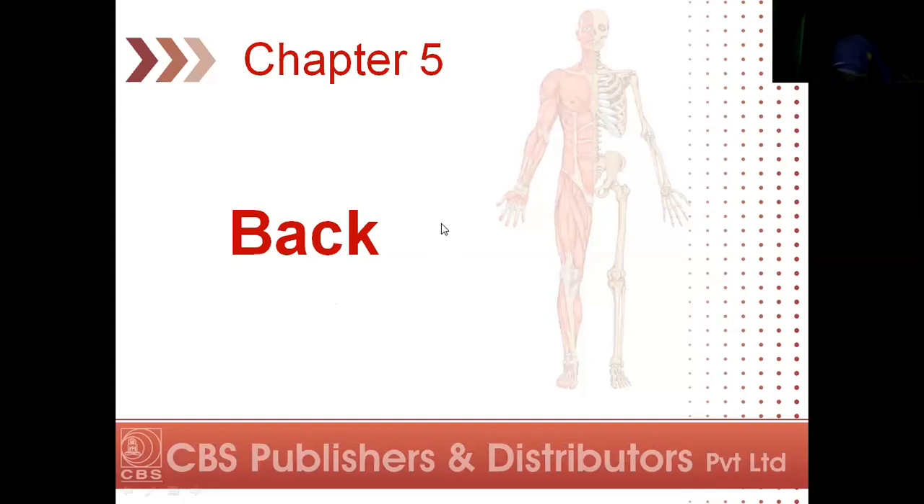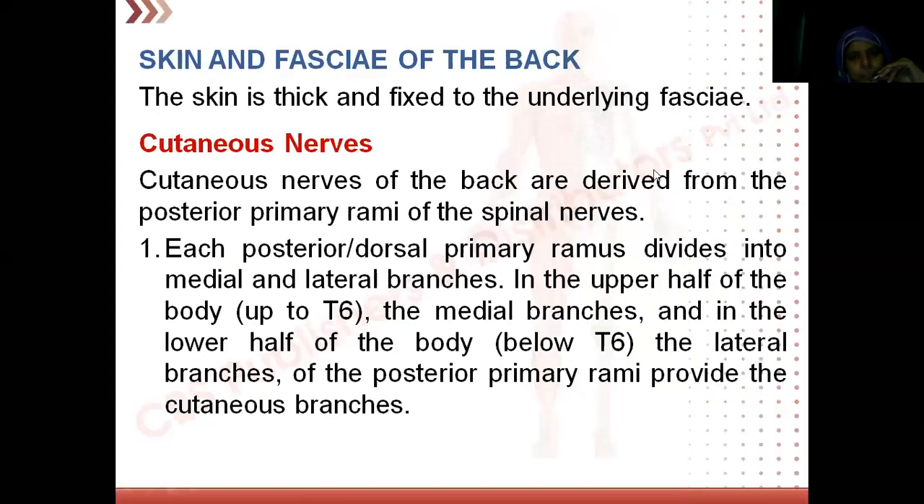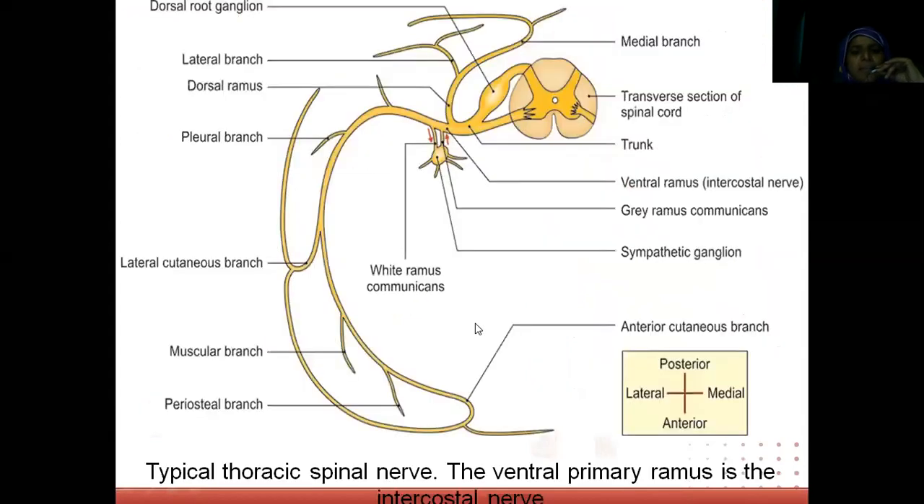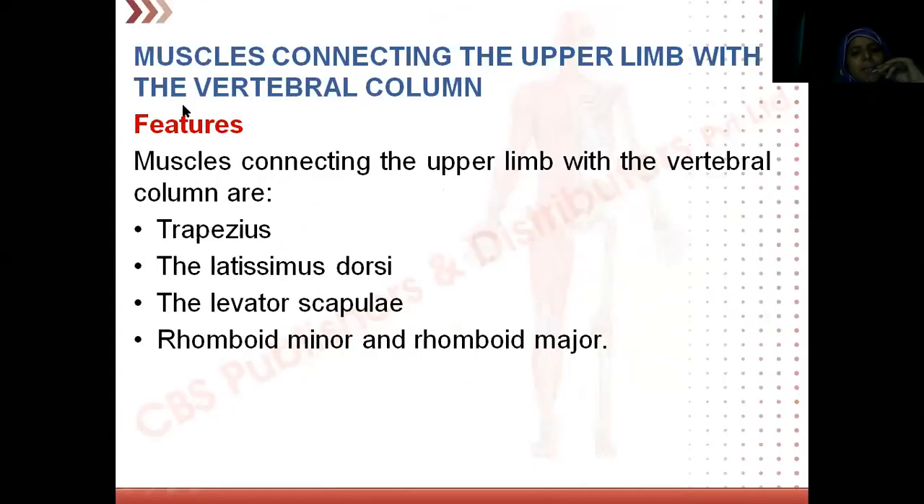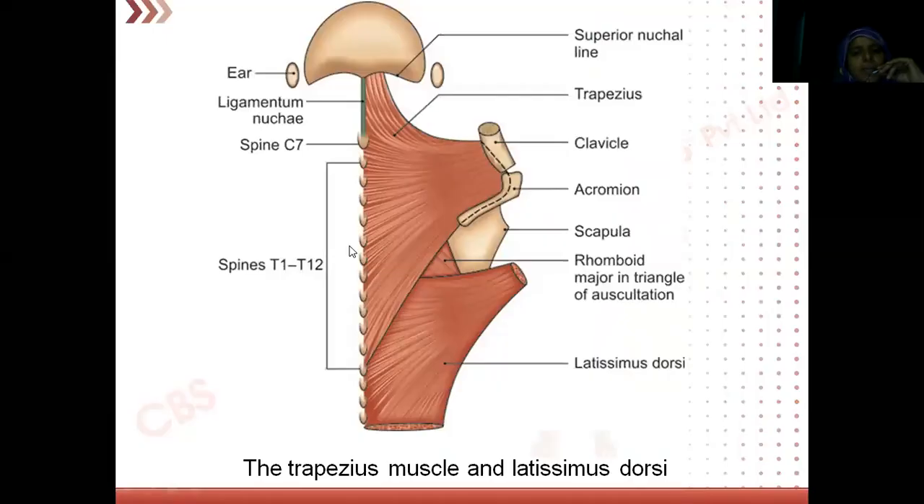Moving to chapter 5, that is back. Maybe you remember the muscles we are going to see here; we will make it fast. We have done the dissection of the back when you were in medical college, right? What did we do? We reflected the skin coming from the external occipital protuberance almost up to the lumbar vertebra, till the sacrum. Once you have reflected the skin, the very first muscle which was seen is trapezius.